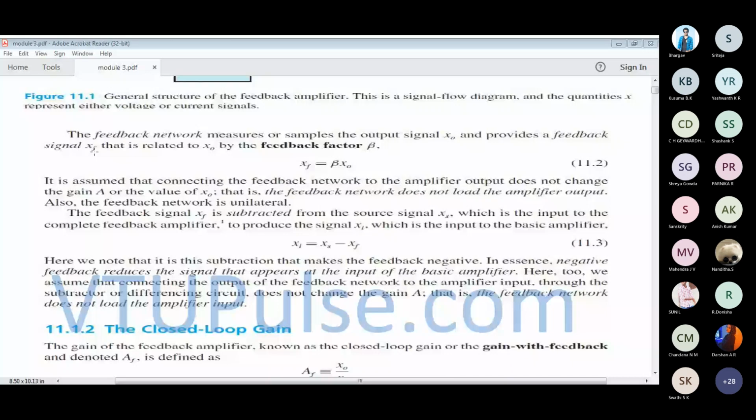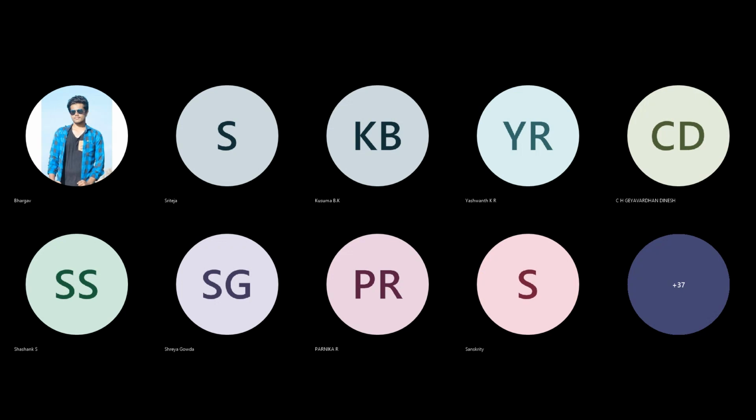Basically, we assume that xf is the same as x naught. That is, what is the output we are getting, the same thing we are feeding back to the input, but that is not the case. We have a feedback factor called beta. It is assumed that connecting the feedback network to the amplifier output does not change the gain. We assume that, but basically it is going to change. The feedback signal xf is subtracted from the source signal xs. Why is it getting subtracted?